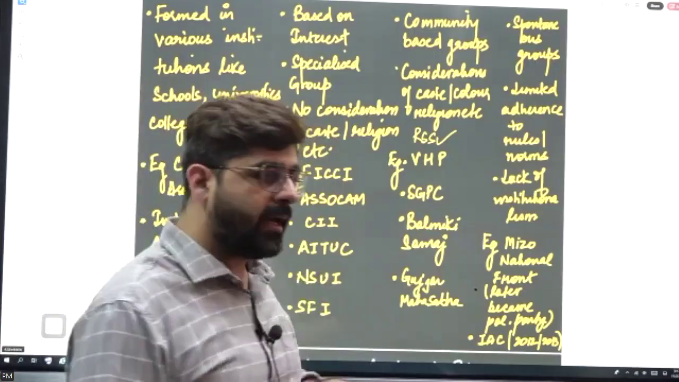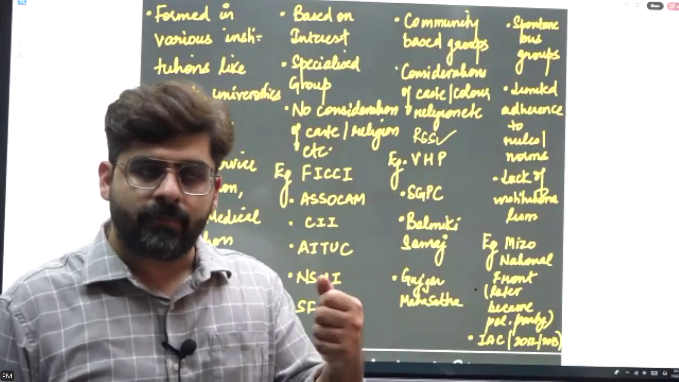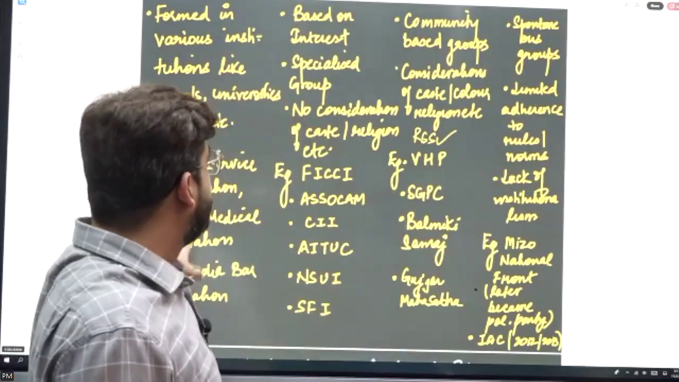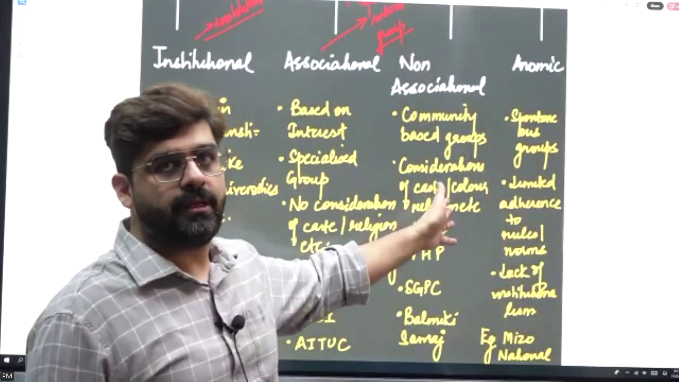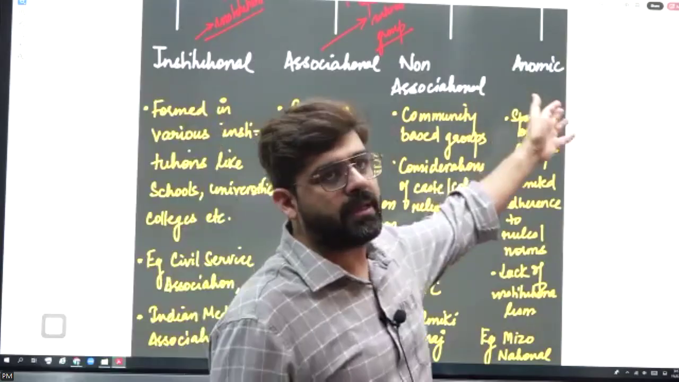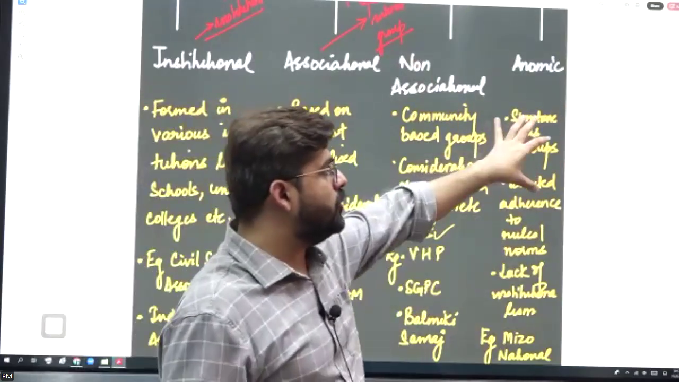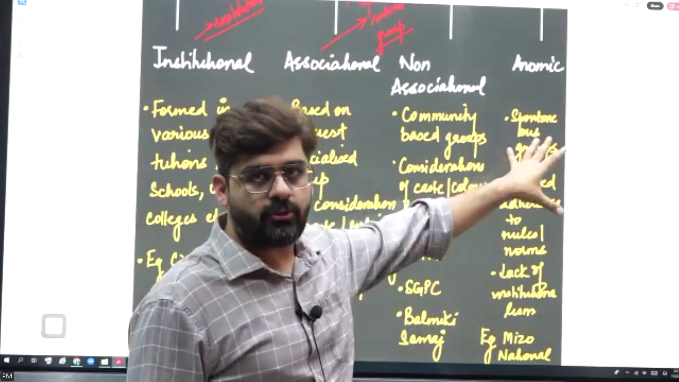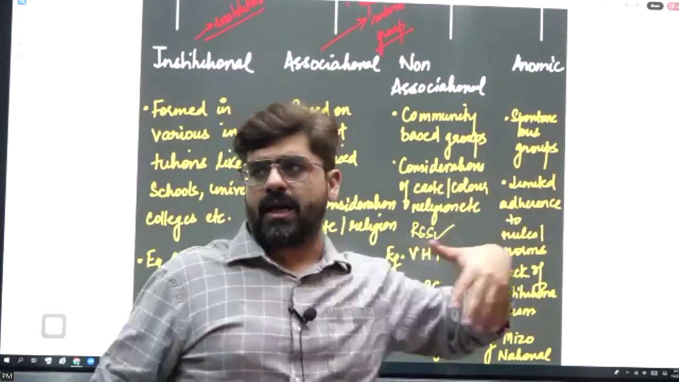And when we have some other people coming up and trying to put pressure, which cannot be classified in either the institutional, associational or non-associational, we collectively call them as anomic pressure group. This is the most loosely defined pressure group. यहाँ पर ऐसे कोई स्ट्रक्चर प्रॉपर नहीं होता. स्ट्रक्चर प्रॉपर मतलब यहाँ पर प्रॉपर स्ट्रक्चर है.